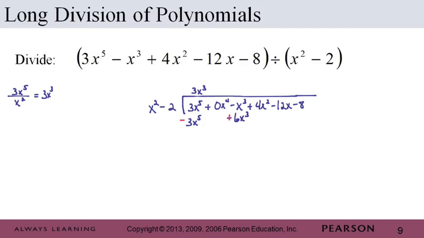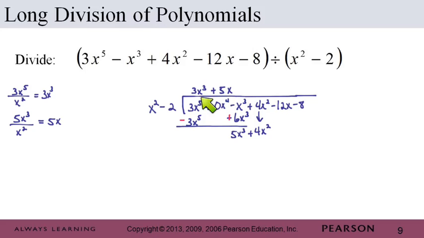Change signs and add. And we get negative x to the third plus 6x to the third is 5x to the third. Notice that if I pull down the 0x to the fourth, it's still just 0. And here, of course, that adds up to 0. So now I've subtracted, I'm ready to pull down. Pull down 4x squared. Say, how many times will x squared go into 5x to the third? Well, 5x to the third over x squared reduces to 5x. So I'll put that here as my guess.